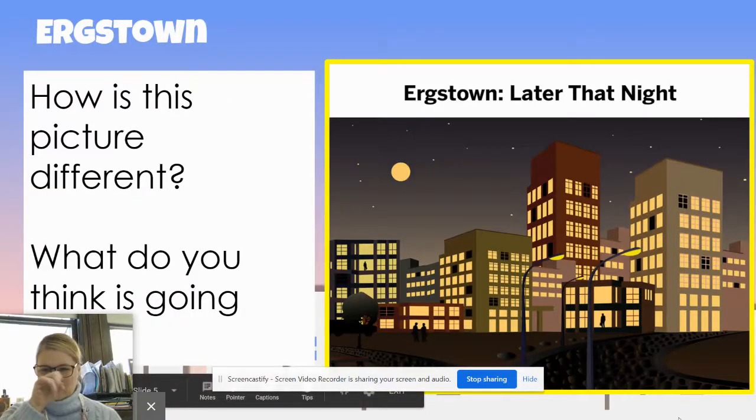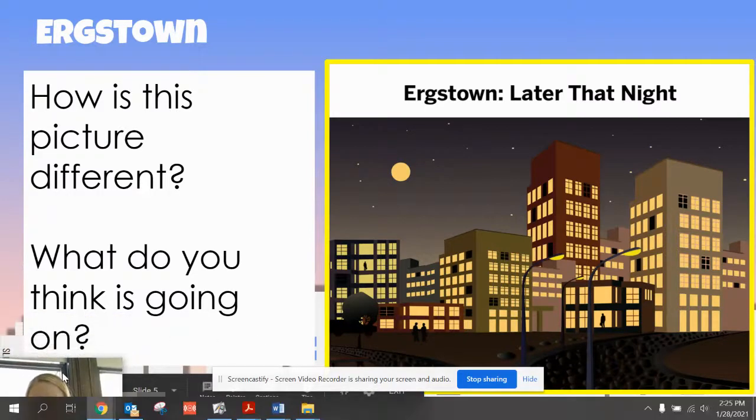Here we are. A little bit later that night, look what's going on. Things have changed a little bit. How is this picture different than the previous two pictures? What do you think has happened? Pause your video. Take a few notes about what you think happened.